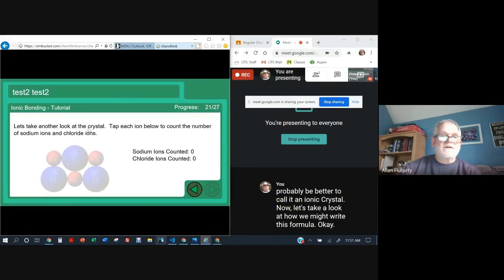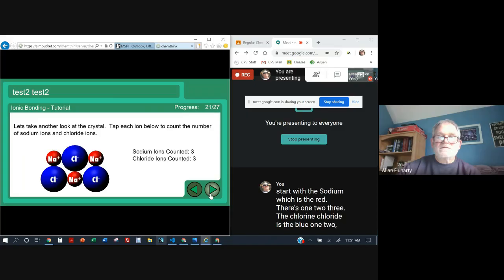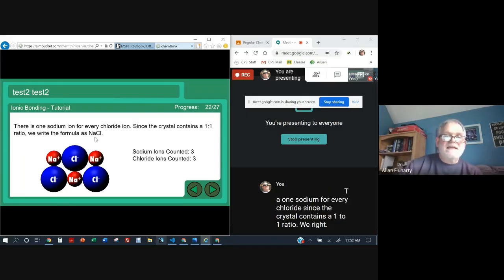Okay, take another look at the crystal. Tap each ion below to count the number. Okay, I'll start with the sodium, which is the red. There's 1, 2, 3. The chloride is the blue. 1, 2, 3. Do you notice anything? There's 1 sodium for every chloride. Since the crystal contains a 1-to-1 ratio, we write NaCl.